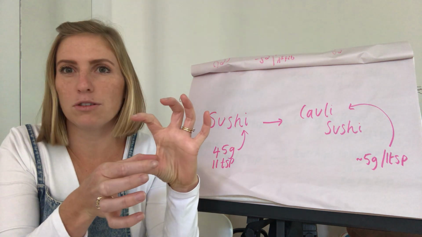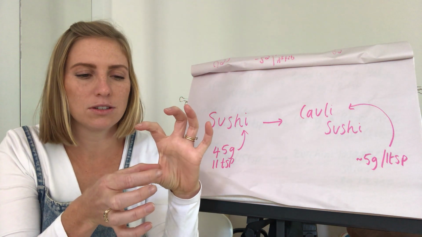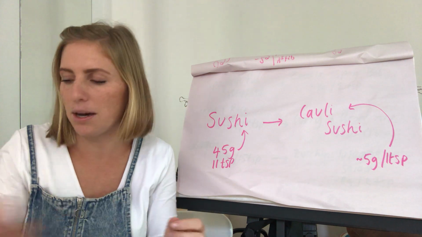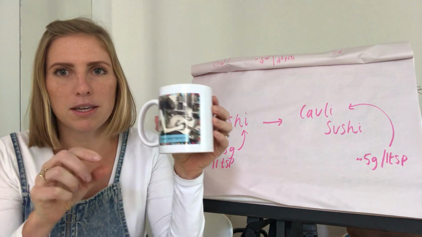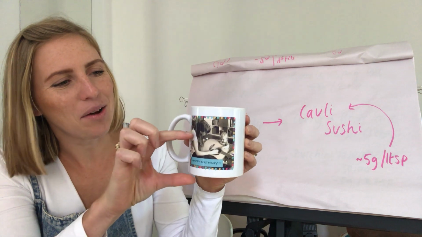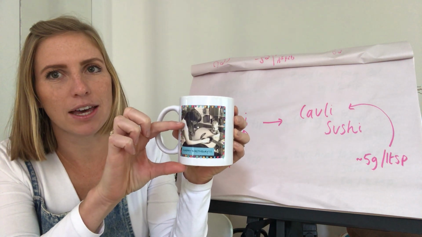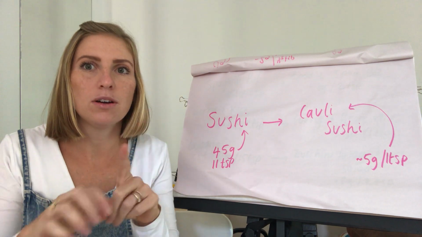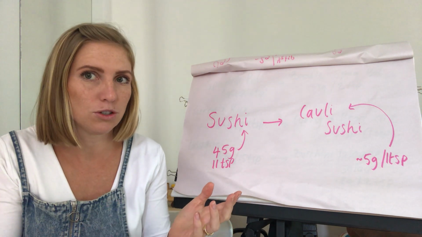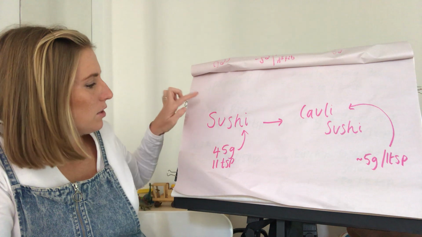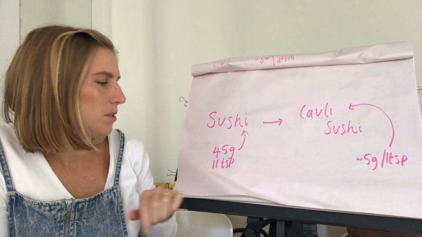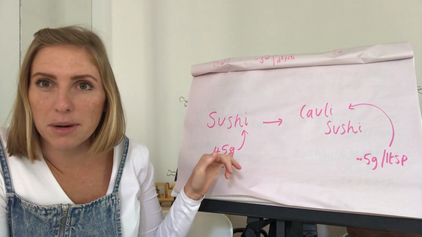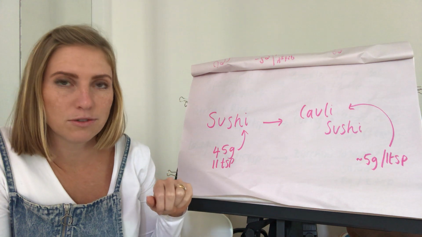Just grab a measuring cup if you need to help you visualize that, or if you've got a coffee cup, like this coffee cup here, it's probably about that much over there. Okay, and so assuming that you're having 1 cup of rice from your sushi, is how I've done this one. So sushi, about 45 grams of carbohydrate, which is 11 teaspoons of sugar.